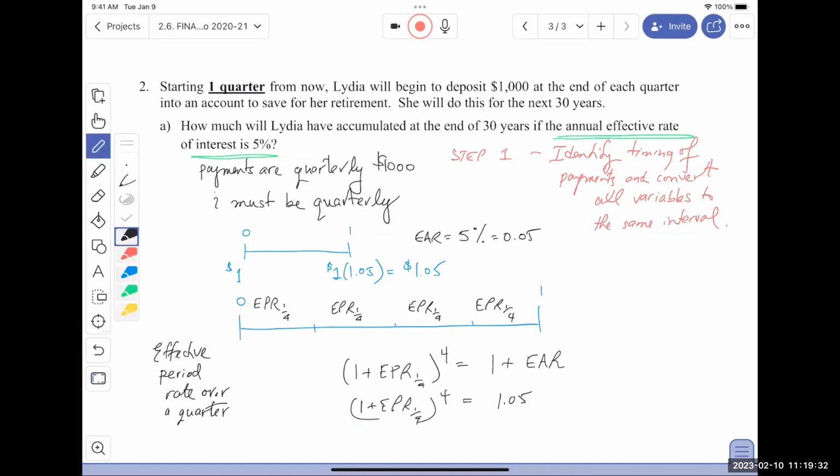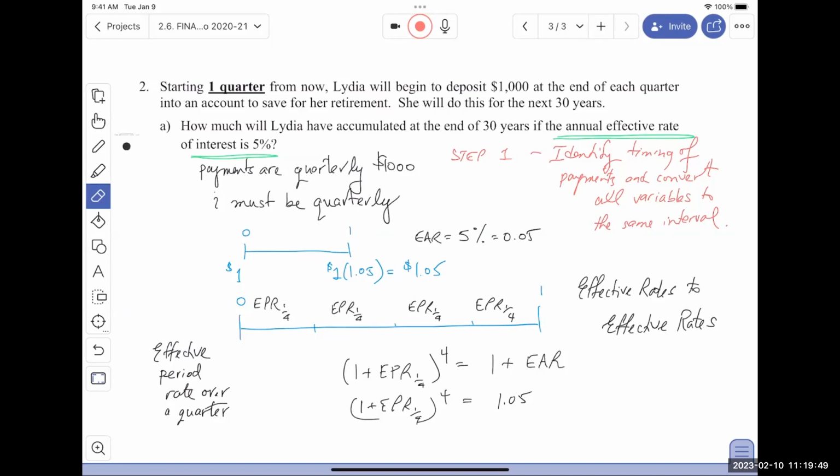So this is going from effective rates to effective rates. We're going from an effective annual rate to like a partial rate, quarter rate. And it's not so hard because it's just 4 small ones. These are the small ones. Compounded make one big one. So let's do the math and find it. And you would have done this before. Maybe the formula looks different, but it's the same idea.